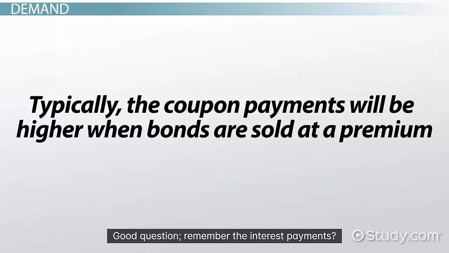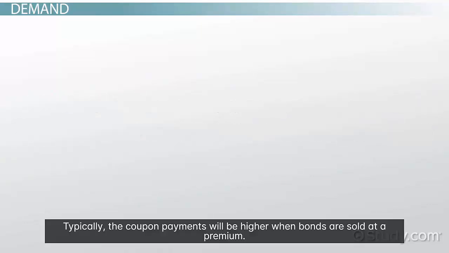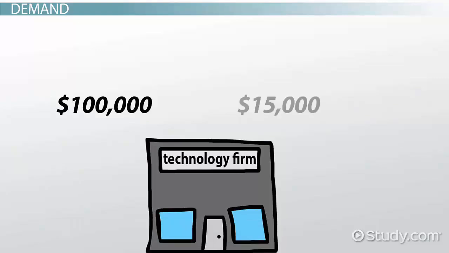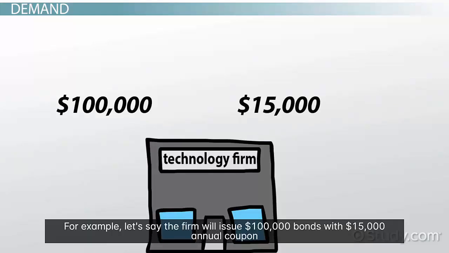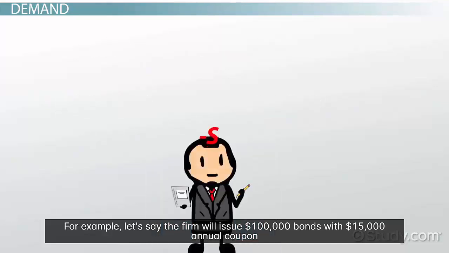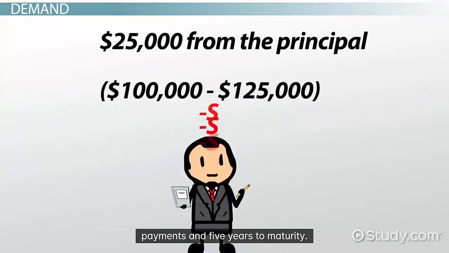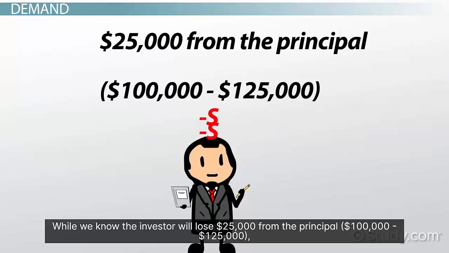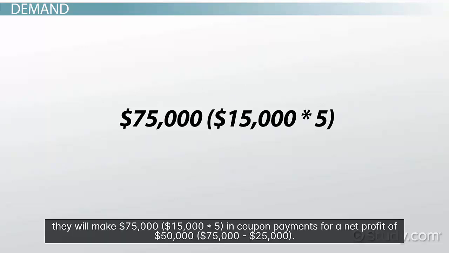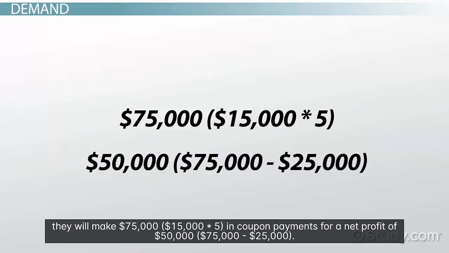Typically, the coupon payments will be higher when bonds are sold at a premium. For example, let's say the firm will issue $100,000 bonds with $15,000 annual coupon payments and 5 years to maturity. While we know the investor will lose $25,000 from the principal, $100,000 minus $125,000, they will make $75,000, or $15,000 times 5, in coupon payments for a net profit of $50,000, $75,000 minus $25,000.